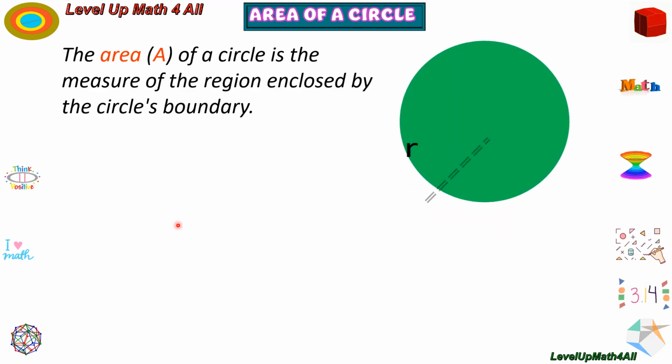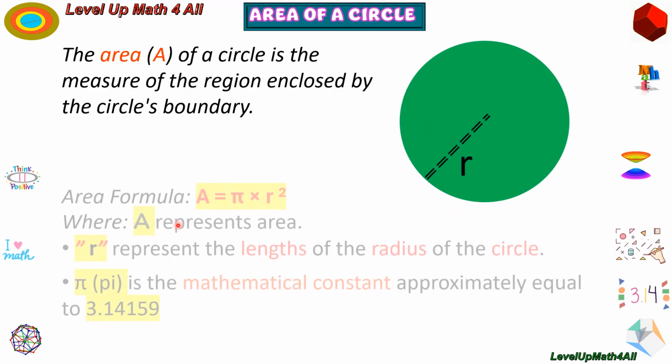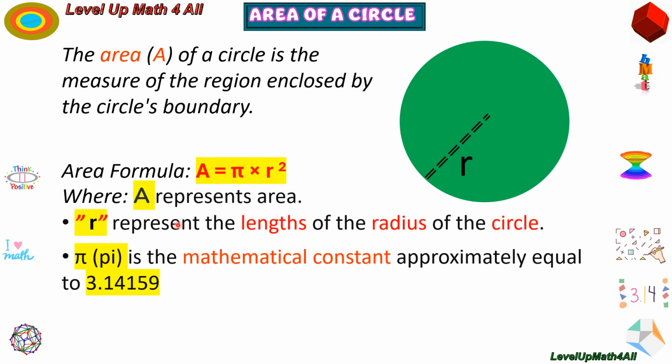Let's look at the same thing. First of all, what do we mean by the area of a circle? Basically, the area of a circle is the measure of the region enclosed by the circle's boundary. The circle boundary is this, and we want to find the region enclosed within the boundary. That is called the area of a circle.